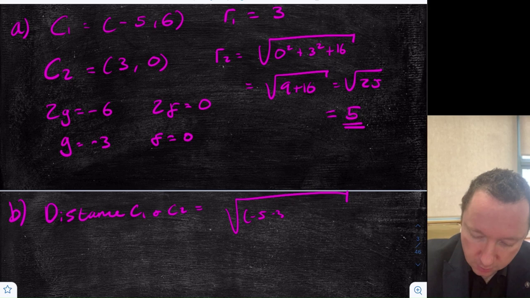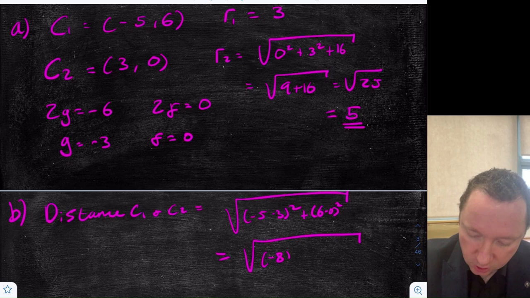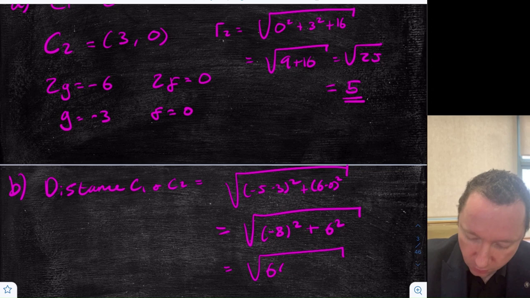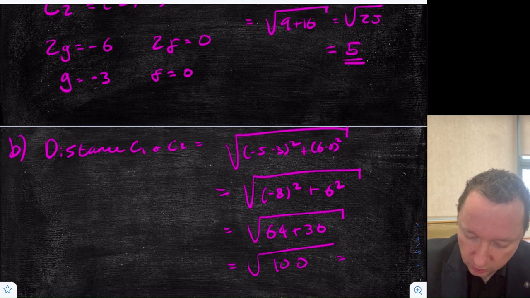Plus 6 minus nothing squared, distance formula. So that is the square root of minus 8 squared plus 6 squared. That's the square root of 64 plus 36, square root of 100, which equals 10. So there's the distance between the centers.